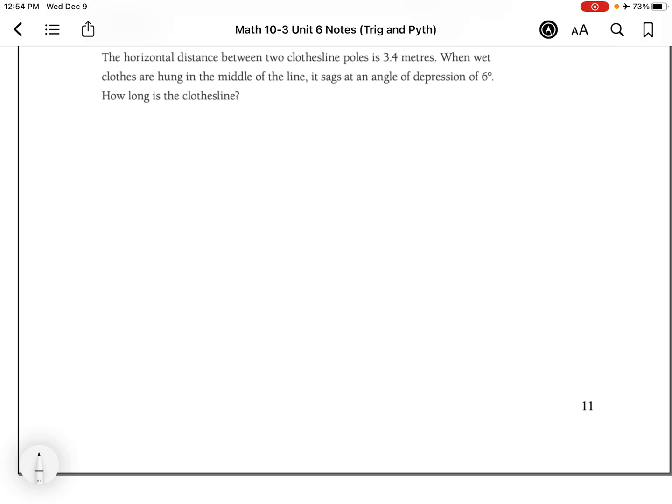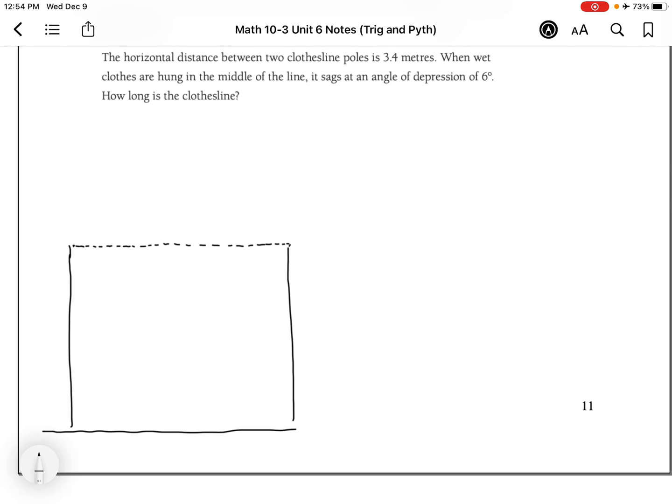So I'm going to draw the 2 poles. And here we go. Here's one pole, and here's another pole. Okay, and here's the line. Okay, so it's like a string. And here's the ground, by the way. Maybe these are a little bit thicker, actually. Maybe I'll color them in a little bit. There we go. My excellent coloring skills. Okay, so there's the 2 poles.